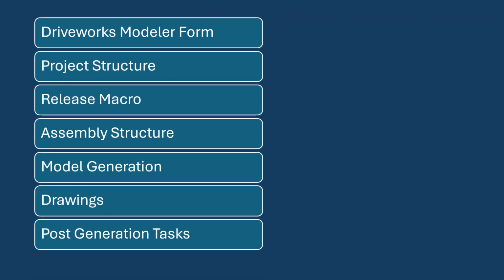This presentation is broken down into 7 parts. The DriveWorks modeler form, which can be used by an engineer to create a model, or by the DriveWorks configurator, which can feed the modeler form with data. The project structure, how the release macro works and what it does. The assembly structure, and why it needs to be structured. Model generation and sequencing. Creation of drawings, and why there needs to be post-generation tasks.